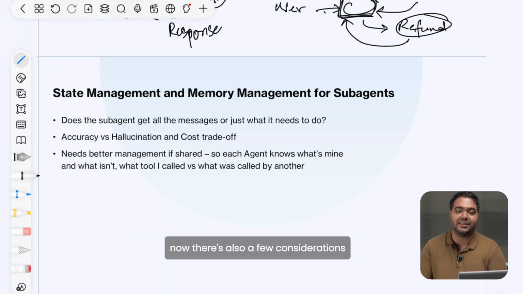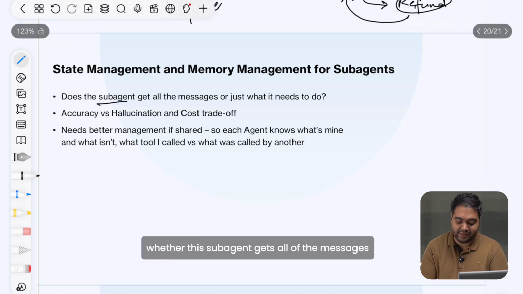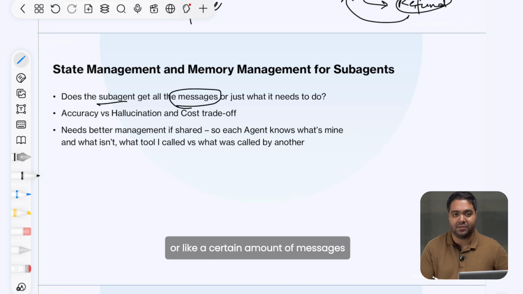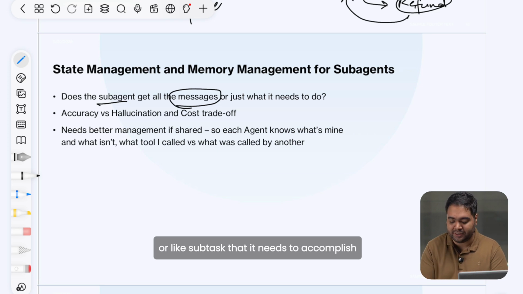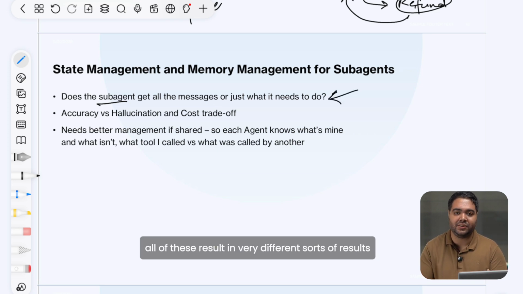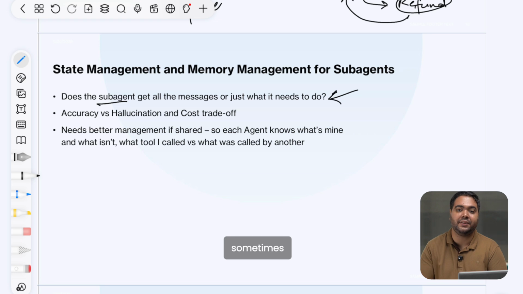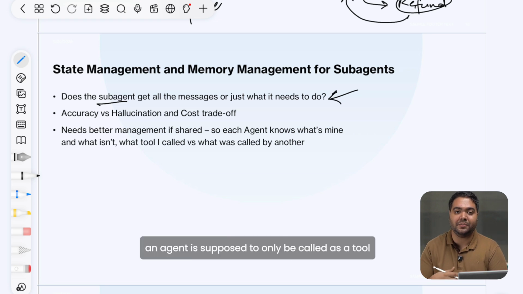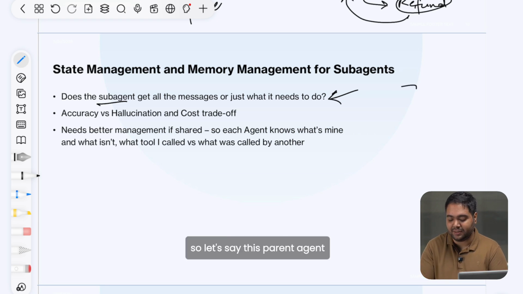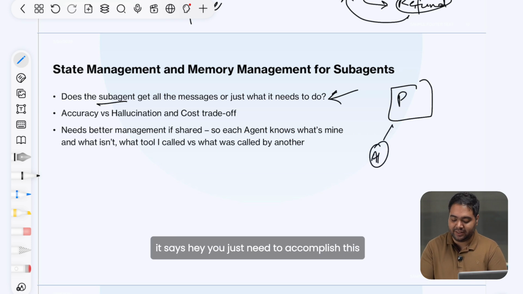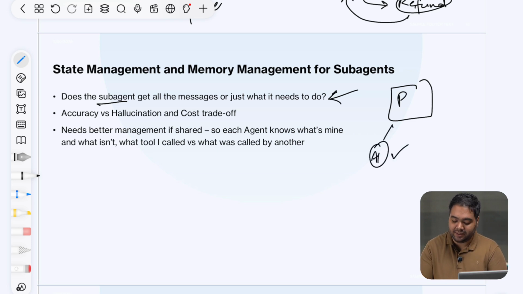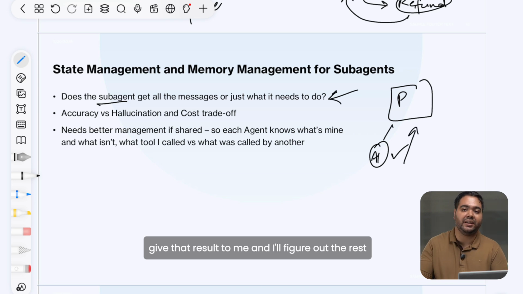Now there are also a few considerations for state and memory management. You need to consider whether the sub agent gets all of the messages or a certain amount of messages, or maybe it just gets the task or subtask that it needs to accomplish. All of these result in very different sorts of results. Sometimes an agent is supposed to only be called as a tool. So let's say this parent agent only calls this sub agent as a tool. It says, hey, you just need to accomplish this, give that result to me, and I'll figure out the rest.